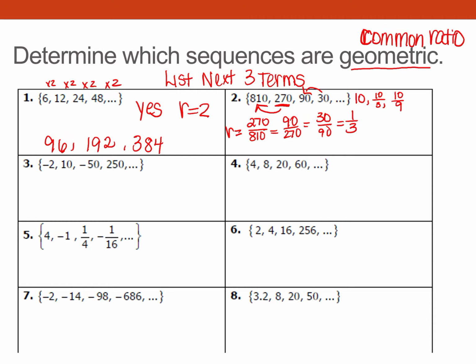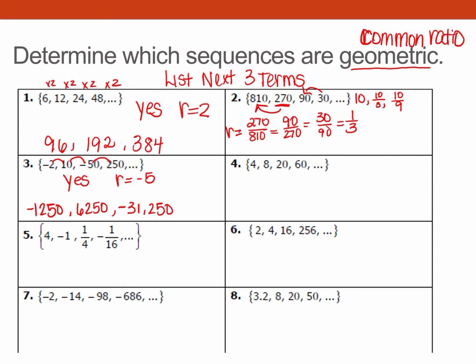On number 3, you should have gotten that yes, this has a common ratio. Those numbers are being multiplied by -5. So you would multiply times -5, times -5, times -5, and your next 3 terms would be -1250, 6,250, and then -31,250. You will notice they're alternating signs. Okay, so let's look at number 4.